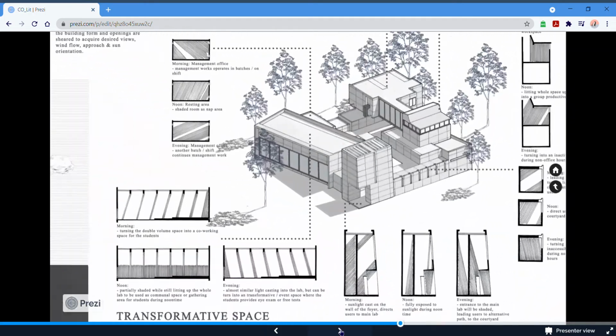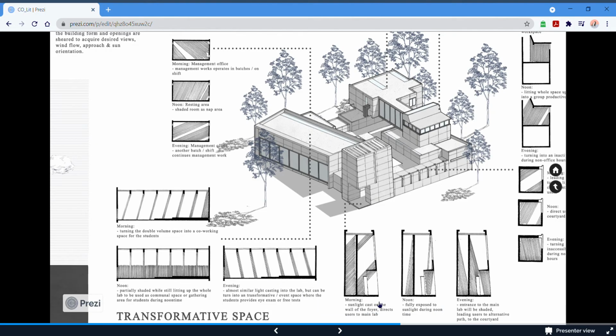This is the bird eye perspective view of the community center, which also shows the different light casted into these transformative spaces during different times throughout the day. The light and shadow casting are shown in small sections in different times of the day, like for the main lab, this one is the main lab. The spaces could be used as a co-working space for students during the morning, or communal gathering space, or as an event space during certain times.